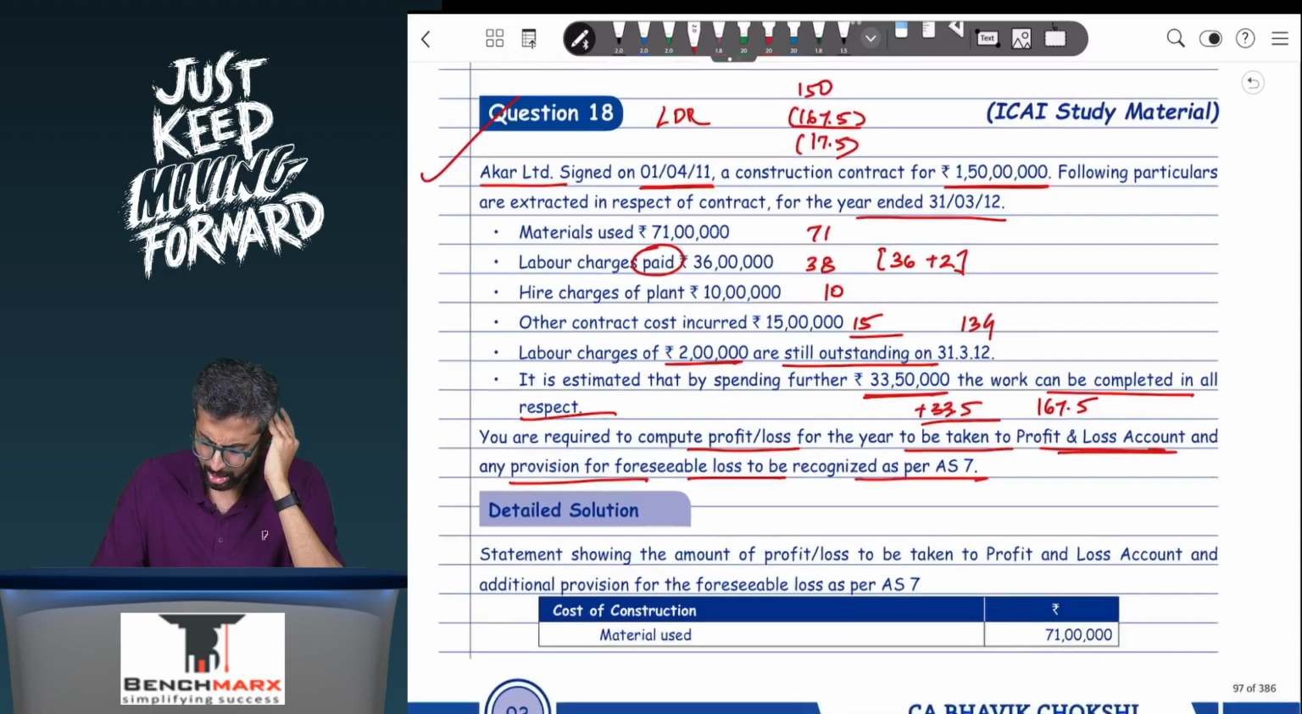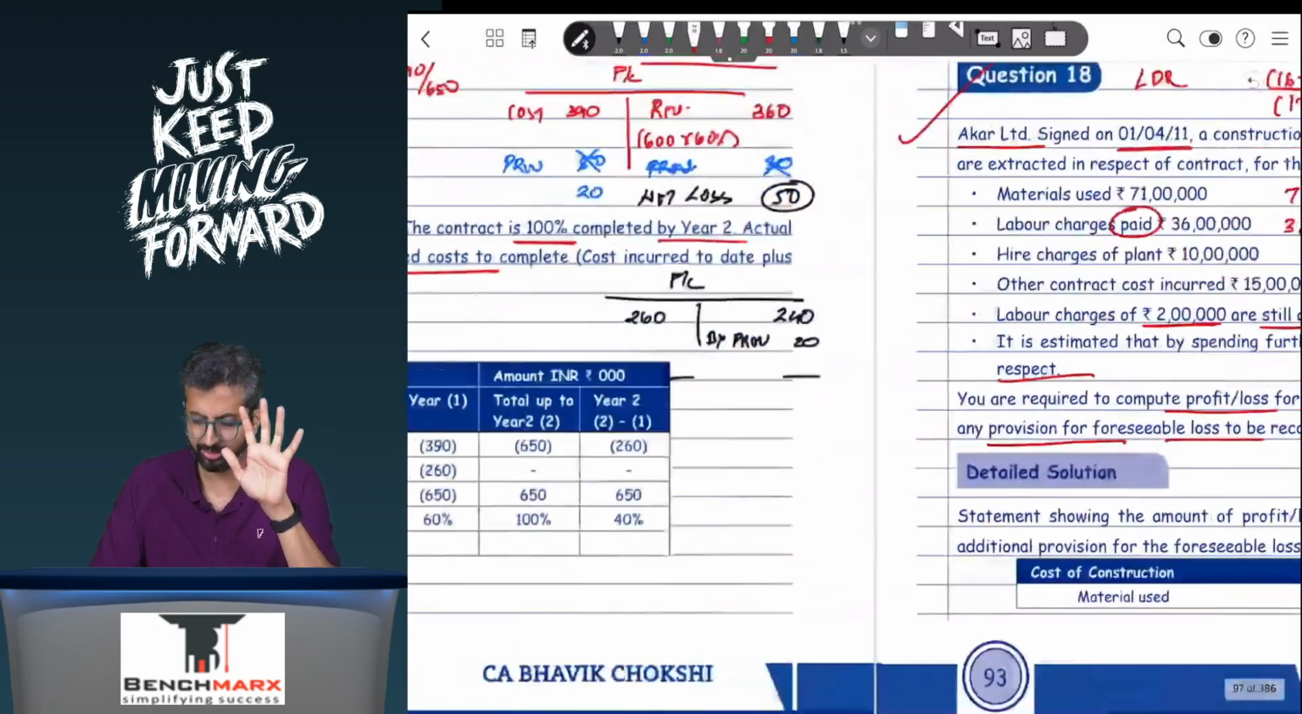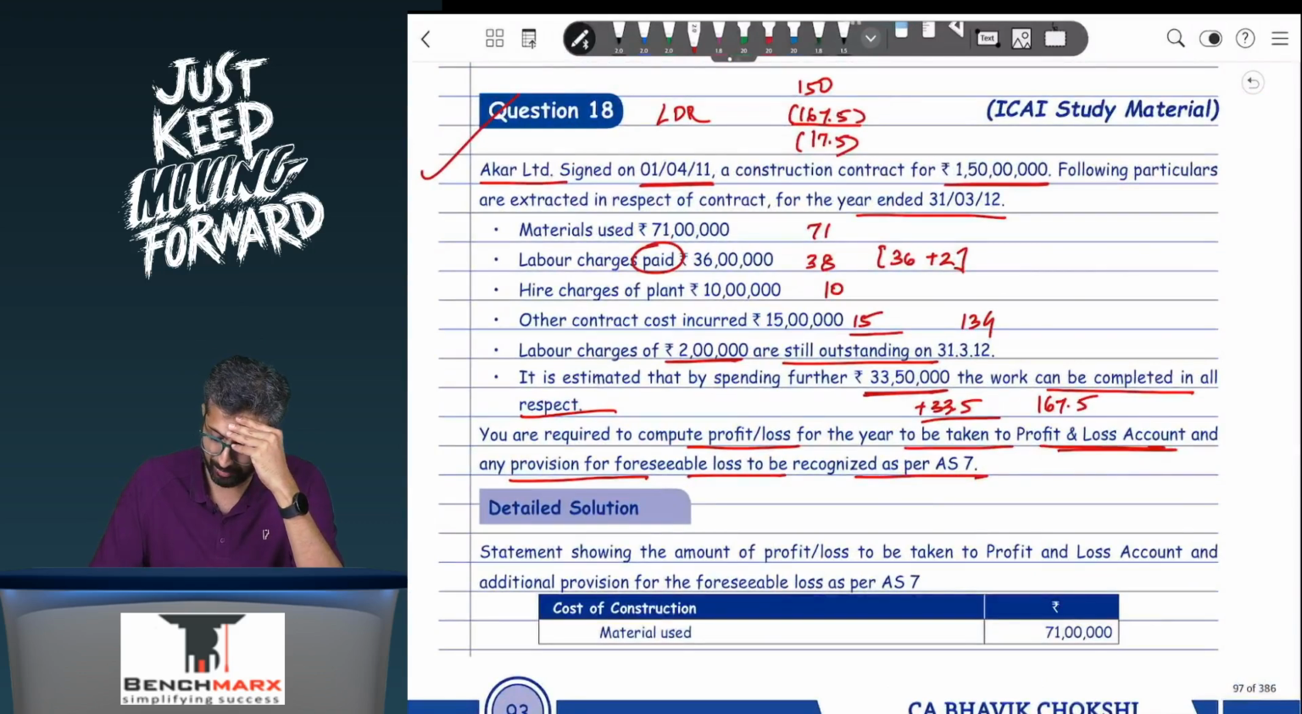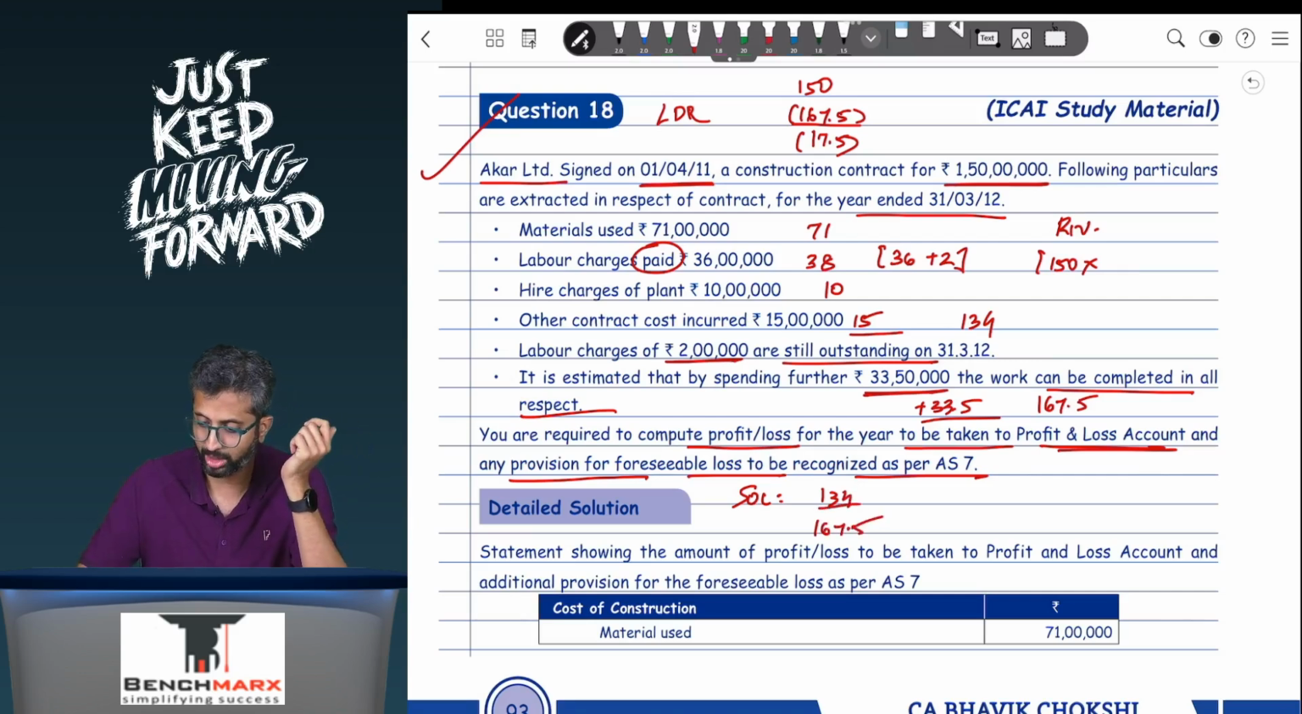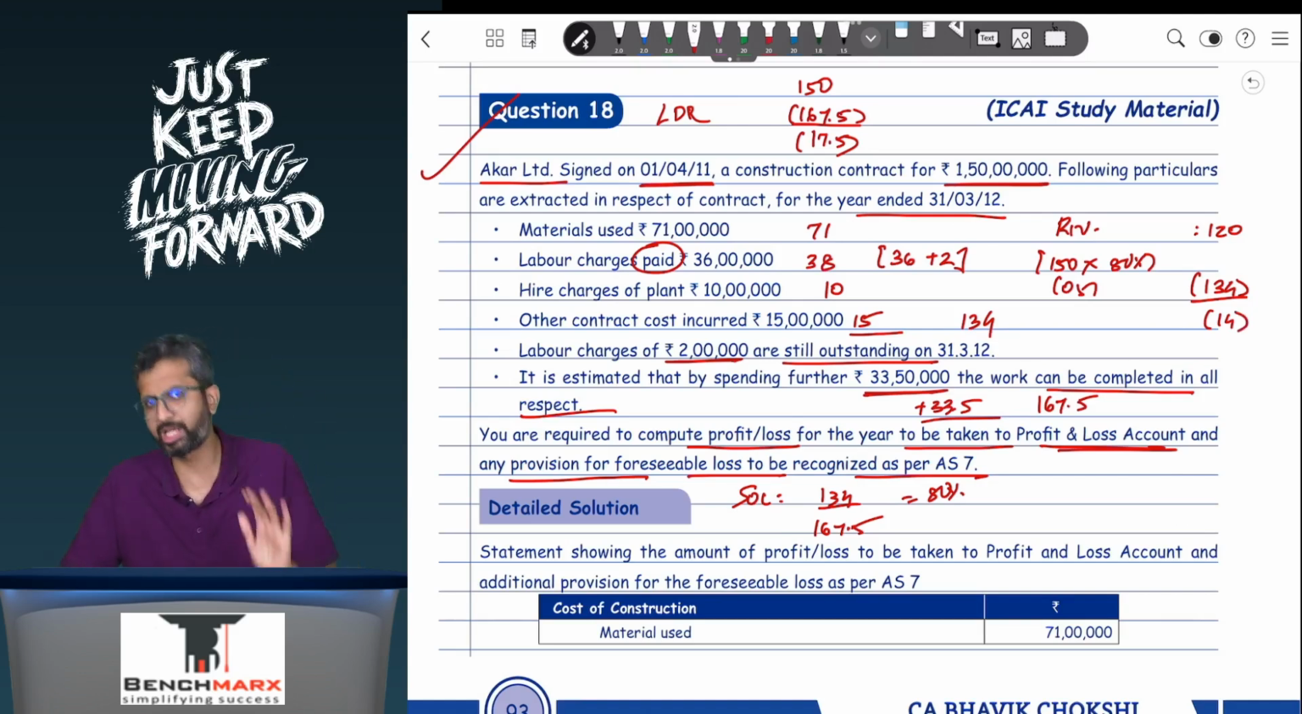Now that is the provision that I should ideally create. However, to create the profit and loss, I will calculate the contract revenue. This is to be based on the stage of completion, and the stage of completion would be cost incurred, that is 134, divided by 167.5. So 134 by 167.5 comes to around 80%, meaning the project is 80% complete, and hence revenue will be recorded to the extent of 120, minus cost incurred of 134, and hence there is a 14 loss which implicitly gets recorded.